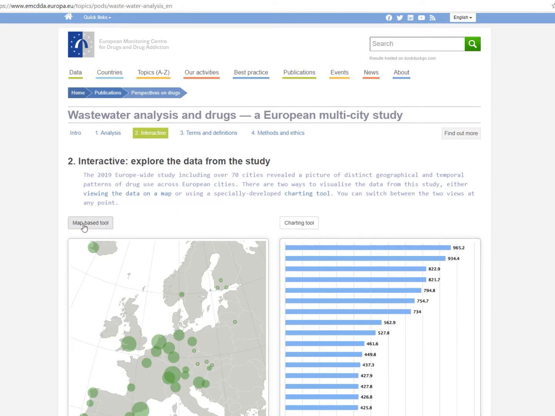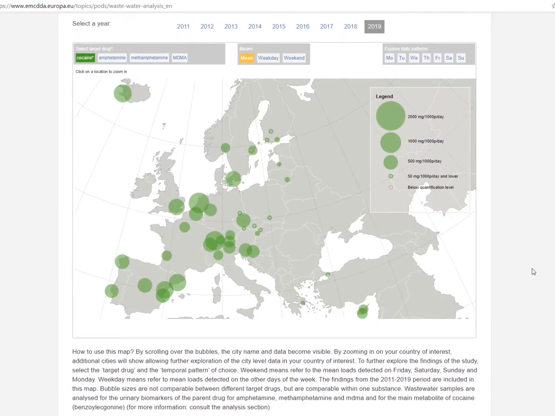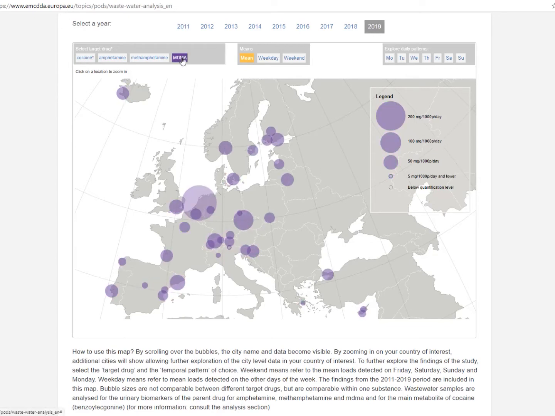So for example, you can click on this map-based tool, and what you see is the cocaine consumption in various European cities. Note that you can look for cocaine, amphetamine, meth, ecstasy, and you can also differentiate between weekday and weekend. And you can also explore the daily patterns. And of course, you can also explore the yearly patterns. So for example, if you click on ecstasy, then you see that Amsterdam has by far the highest concentration of ecstasy usage compared to every other city.